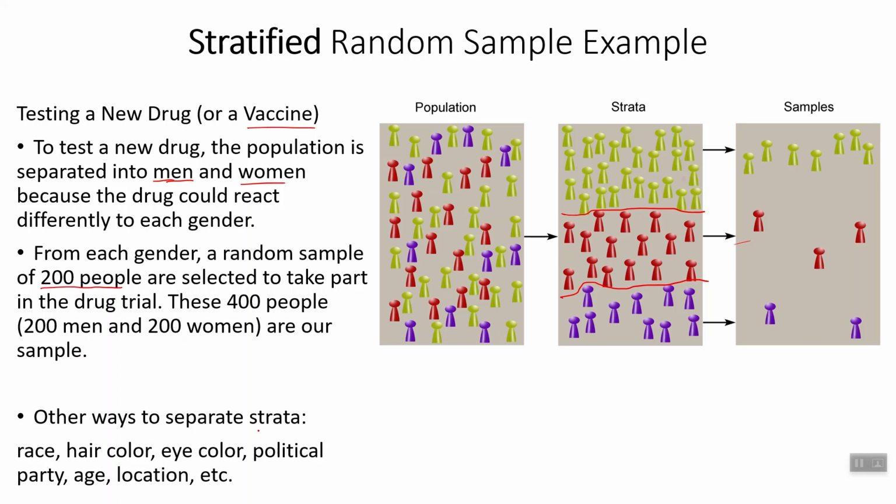There's lots of different ways we can separate into different strata for stratified samples. We can do it by race, we can do it by hair color, eye color, political parties, age, location. I mean, anything you can think of to separate things into different groups, you can use that to stratify.